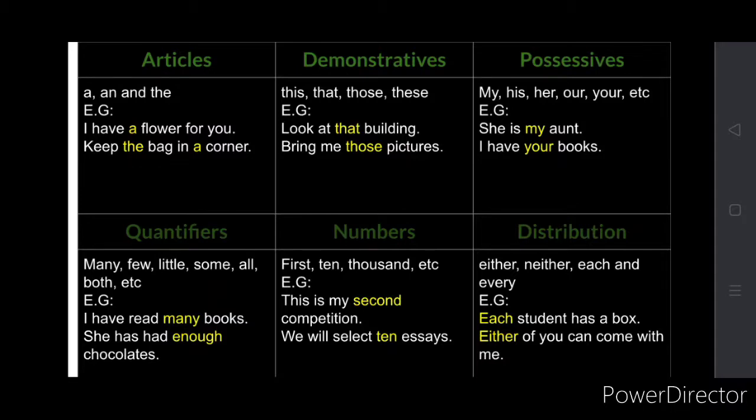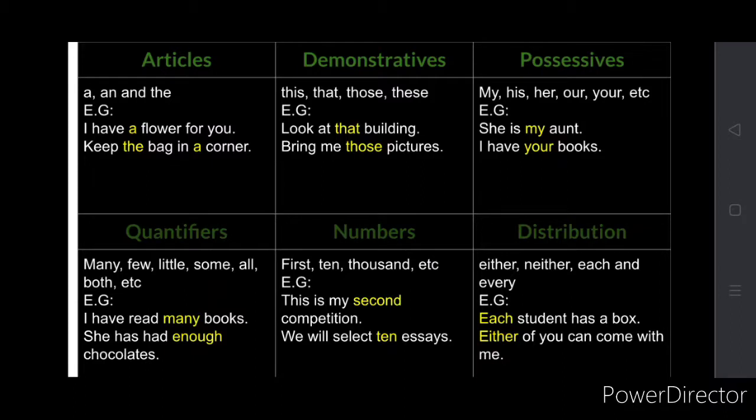Okay, so now for example, how it is used as a determiner, we will see. I have a flower for you. So the flower is the noun and the article a is used before the noun. Okay, and the second one is keep the bag in a corner. So here there are 2 nouns and 2 articles used, the and a. We are talking about a specific bag, so that is why we are using the. And in a corner, there are 4 corners, you can keep it in any corner, so we are not specifying that, so we are saying a corner.